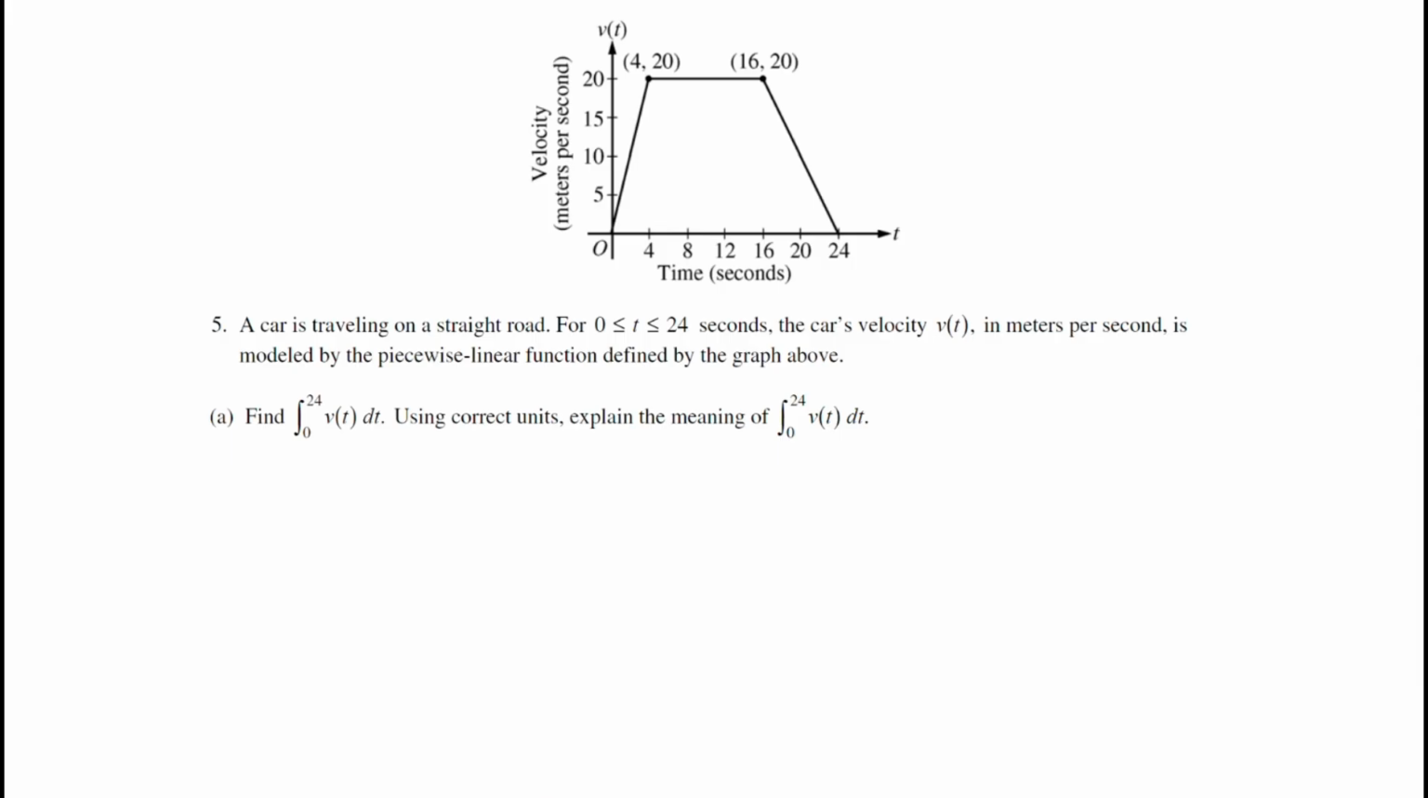We want to find the integral from 0 to 24, and then with correct units explain what it means. The integral from 0 to 24 is just the area underneath that curve. And it does look just like a trapezoid, so we can find that area just by finding the area of that trapezoid.